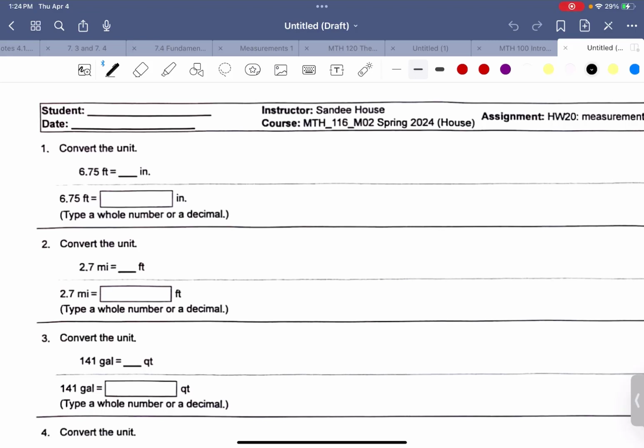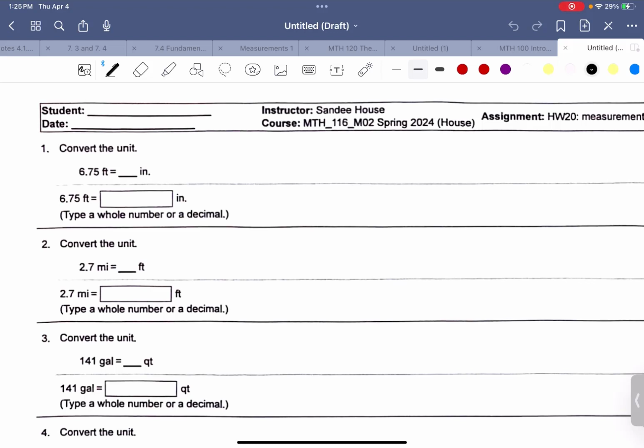Example 1. Convert the unit 6.75 feet to inches. Now this is one of those where you may know that all you have to do is multiply feet by 12 to get inches. But on the ones where you know how to do it, it's best to practice the dimensional analysis method so that when you get to others, when you're not sure if you're supposed to multiply or divide, you'll know what to do.